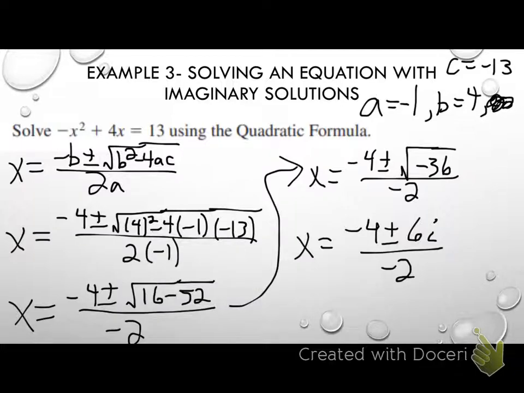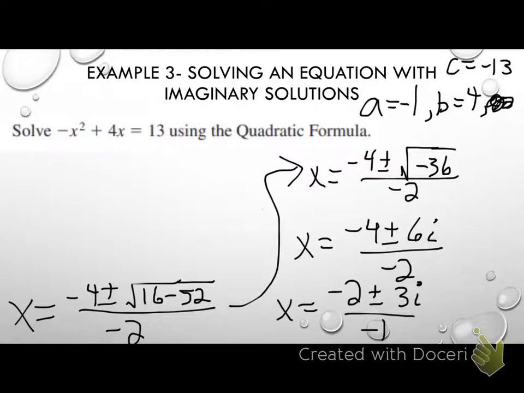Okay. Can I reduce anything here? Yes. What are -4, 6, and -2 all divisible by? 2. So -4 divided by 2 goes to -2, plus or minus 3i over -1. Everyone okay with that?